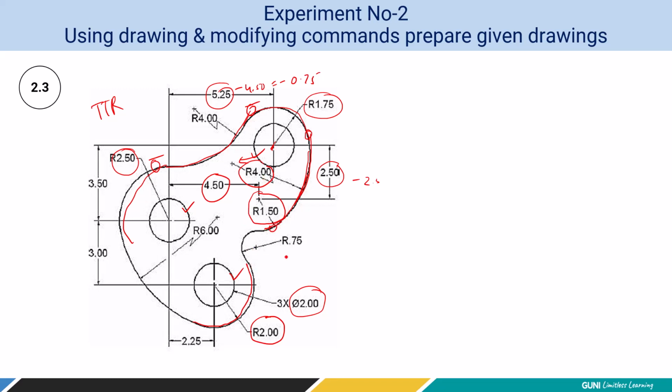After that, at last we are going to draw the radius of 0.75, which is tangent to this part and this part. And then lastly we are going to complete this part by drawing a radius of 6 tangent to this part and this part. So let's try to draw this exercise in AutoCAD.